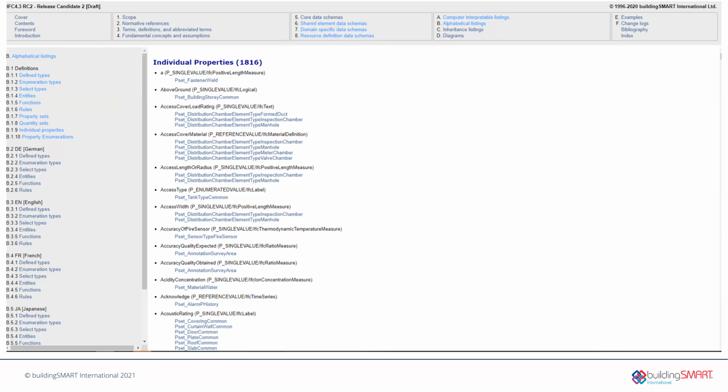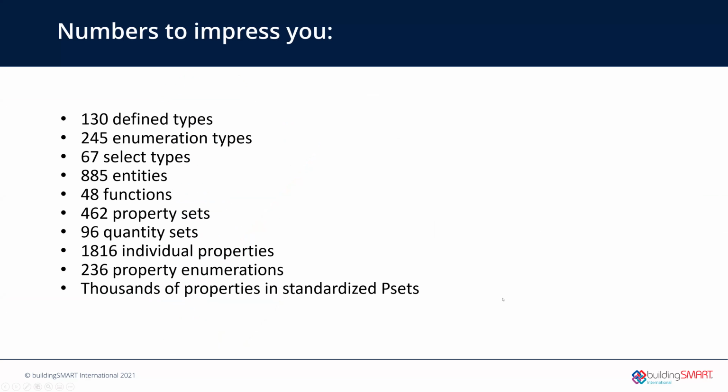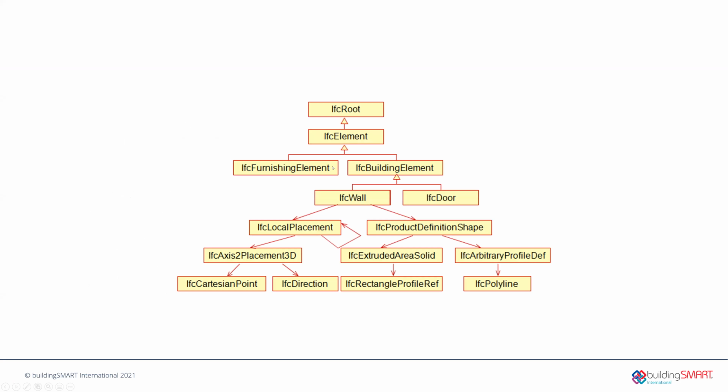A lot of different individual properties, and all of these things have additional enumeration types, select types, functions, property sets. There's really thousands of properties in standardized property sets. There's a lot of documentation on how this should be used in a certain spatial structure. So it's really about how are we going to exchange this in what kind of standardized way.